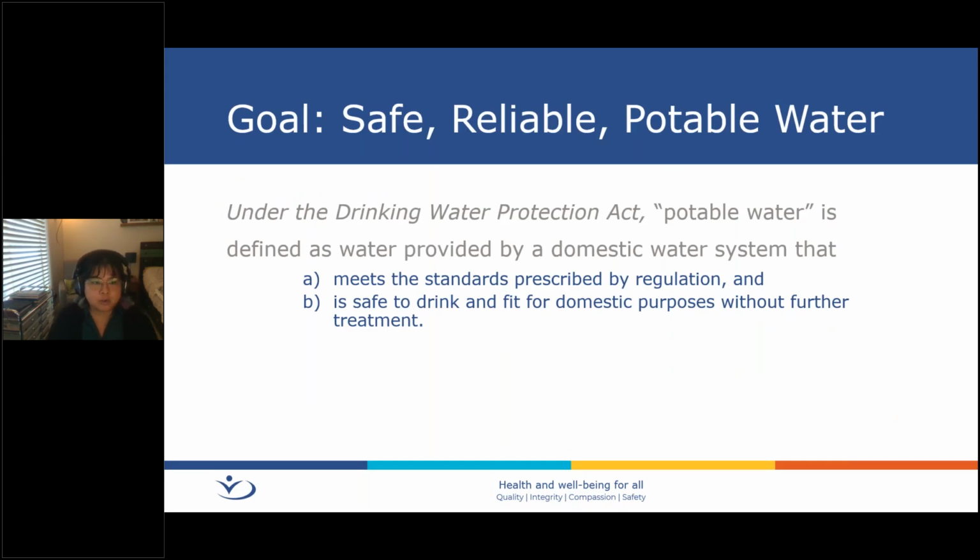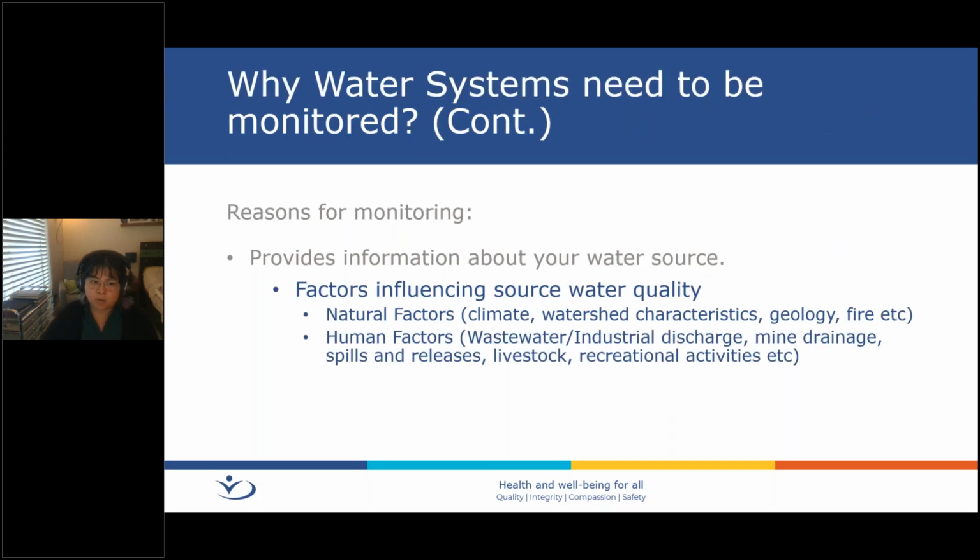So under the Drinking Water Protection Act, potable water is defined as water being provided by a domestic water system that meets the standards prescribed by regulation and is safe to drink and fit for domestic purposes without further treatment. So this is the goal that we're trying to achieve. Now we'll go into why a water system needs to be monitored.